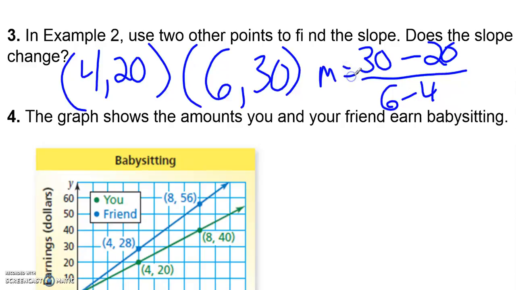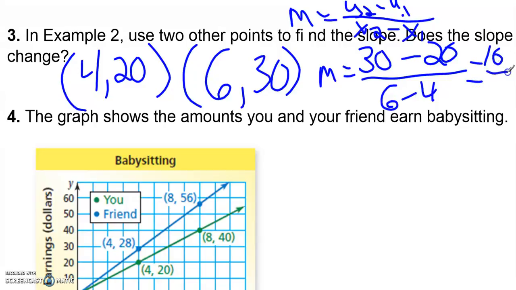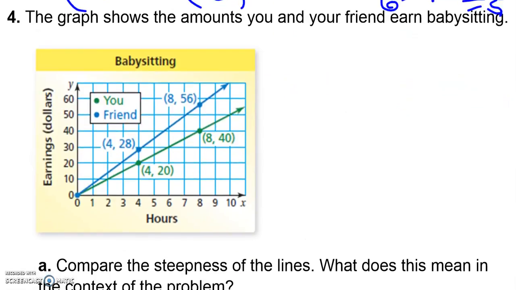This is the formula for finding it if you didn't want to use a graph. So you have m equals y2 minus y1. And when they say y2, they mean the second y. And then over x2 minus x1. That gives you 10 over 2, which gives you 5, which means the slope doesn't change. And that's true. It's going to be the same throughout the whole graph.